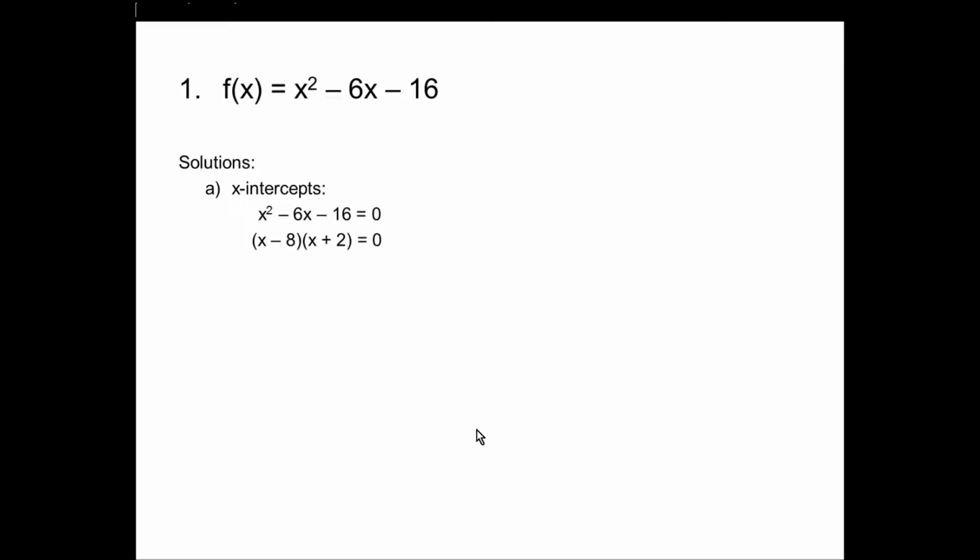Then you set each factor equal to 0. From x minus 8, I get 8. From x plus 2, I get negative 2. As ordered pairs, (8, 0) and (negative 2, 0). So now if we were graphing it, we actually now have 2 points.